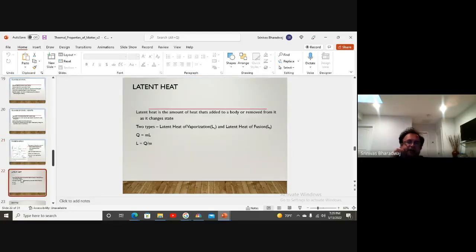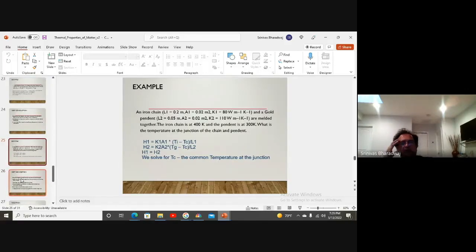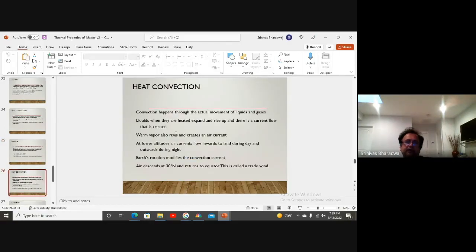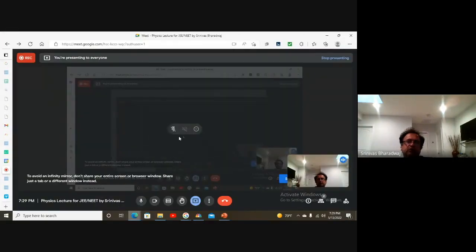Now, latent heat is what happens when something changes state. If something changes state, Q equals M times L. So latent heat is transferred at the same temperature as the substance switches from one form to another. When a quantity of ice is mixed with water, what happens? You have latent heat, right? Heat loss equals heat gain. Heat loss is M times L, etc. The heat gain is m s Δθ. These kinds of examples will come. Heat loss equals heat gain is very, very important. Very simple questions you should know how to handle.